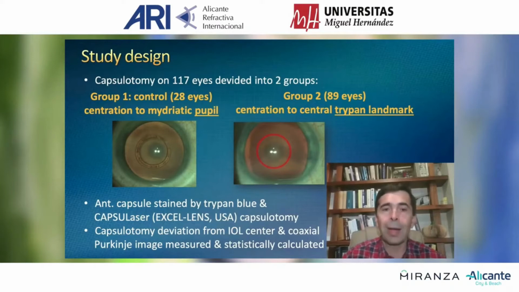This is a study on 117 eyes, which were divided into two groups. Group 1, a control group, 28 eyes, centration to the mydriatic pupil, and Group 2, 89 eyes, centration to the central trypan landmark. Anterior capsule was stained by 0.4% microfiltered trypan blue, and then CAPSULaser capsulotomy was performed, and capsulotomy deviation from IOL centrum and coaxial Purkinje images was measured and statistically processed.